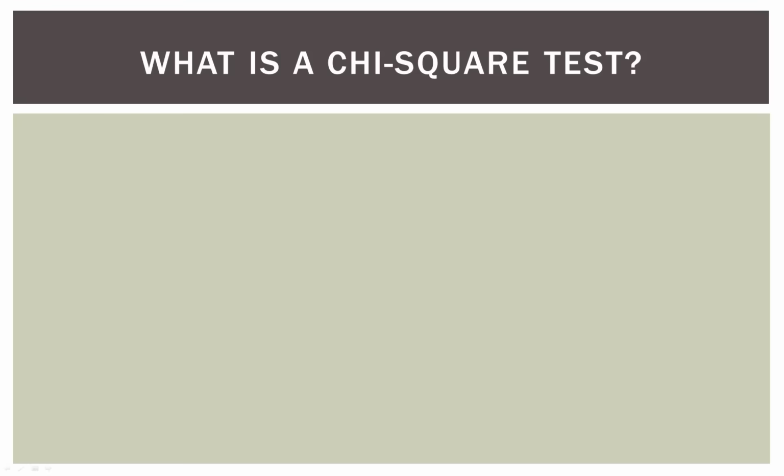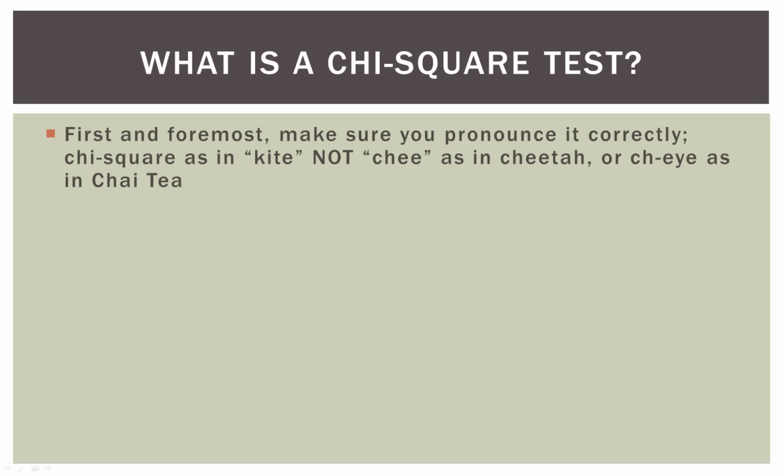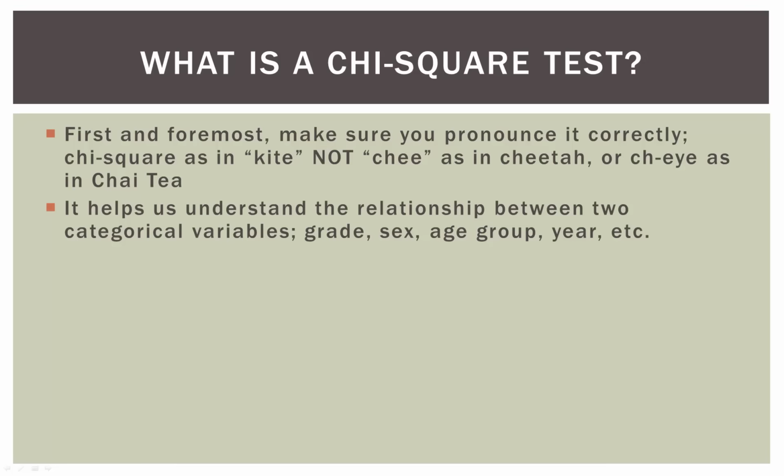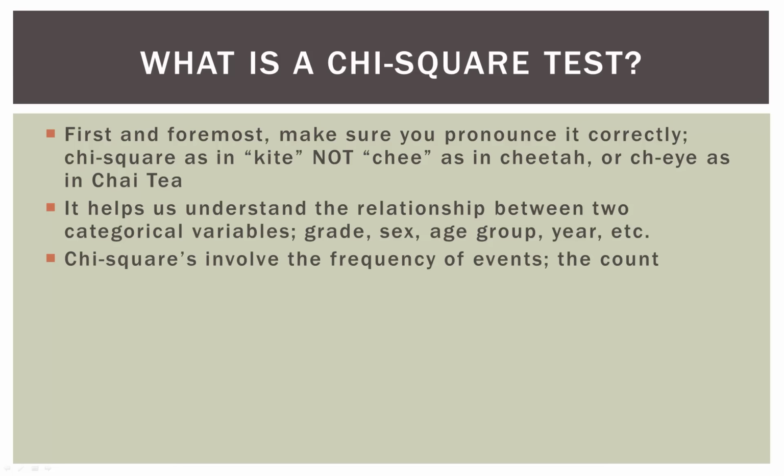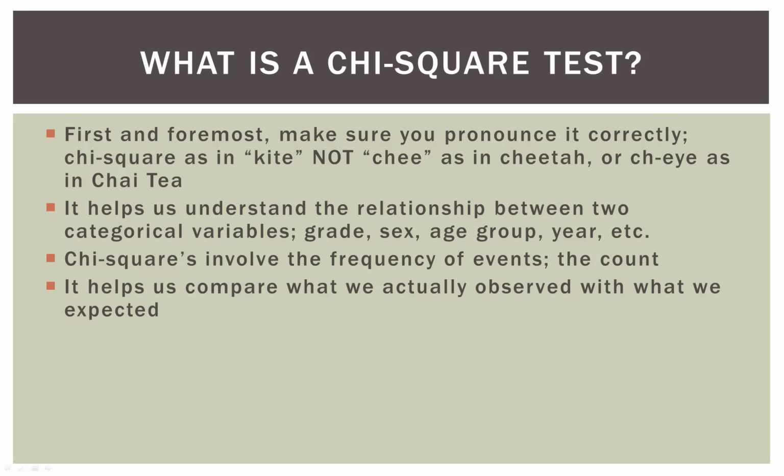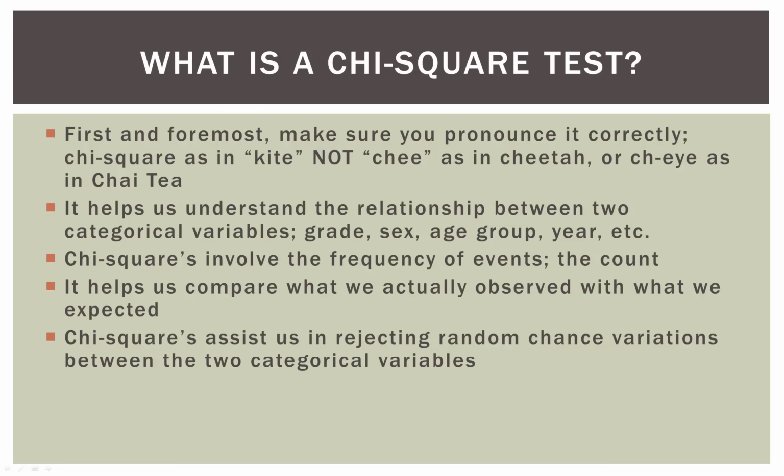All right, just a quick review. What is a chi-square test? Remember, it is chi-square, as in kite. It helps us understand the relationship between two categorical variables. That's important. Chi-squares involve the frequency of events, the count. So in this case, we were counting the number of times each number comes up. It helps us compare what we actually observed with what we expected. Chi-squares assist us in rejecting or ruling out, to some extent, random chance variations between categorical variables.